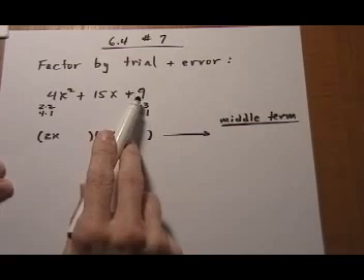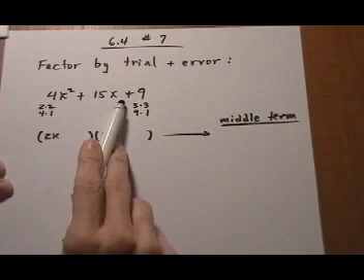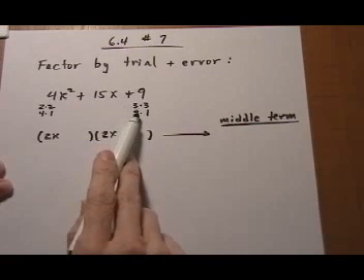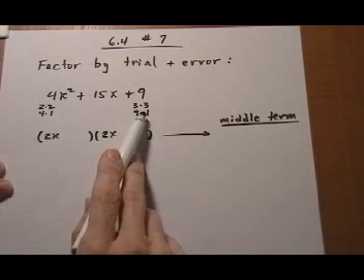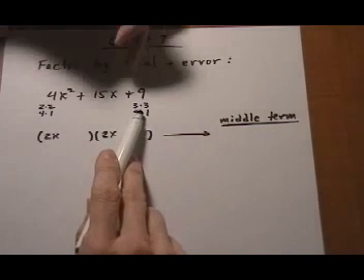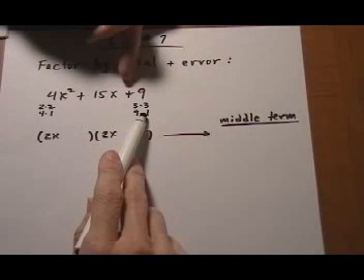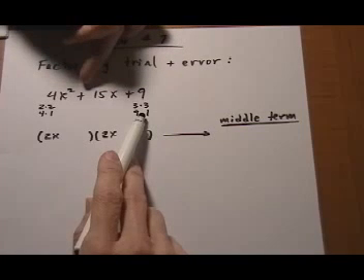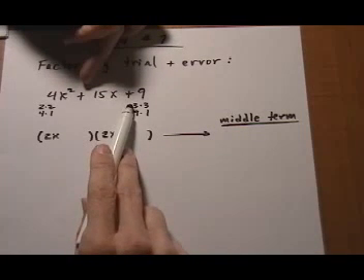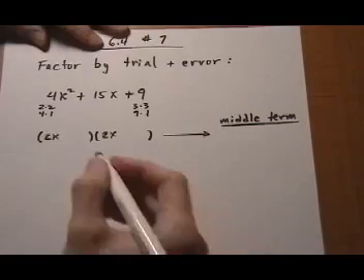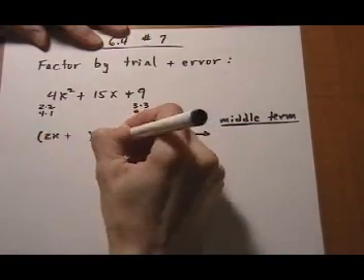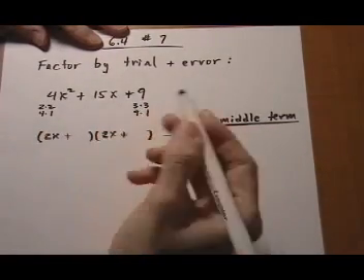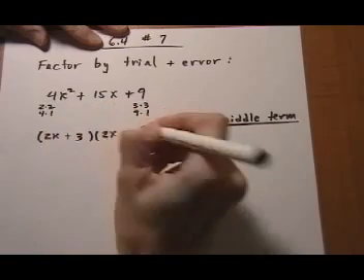The last term is a positive 9. That means that the 3 times 3 or 9 times 1 are going to be the same signs. So we either have plus plus or minus minus. They have to add up to the middle term of a positive number, so I must use the plus plus combination. So I'll do plus, plus, and let's try the 3's first and see what we get.